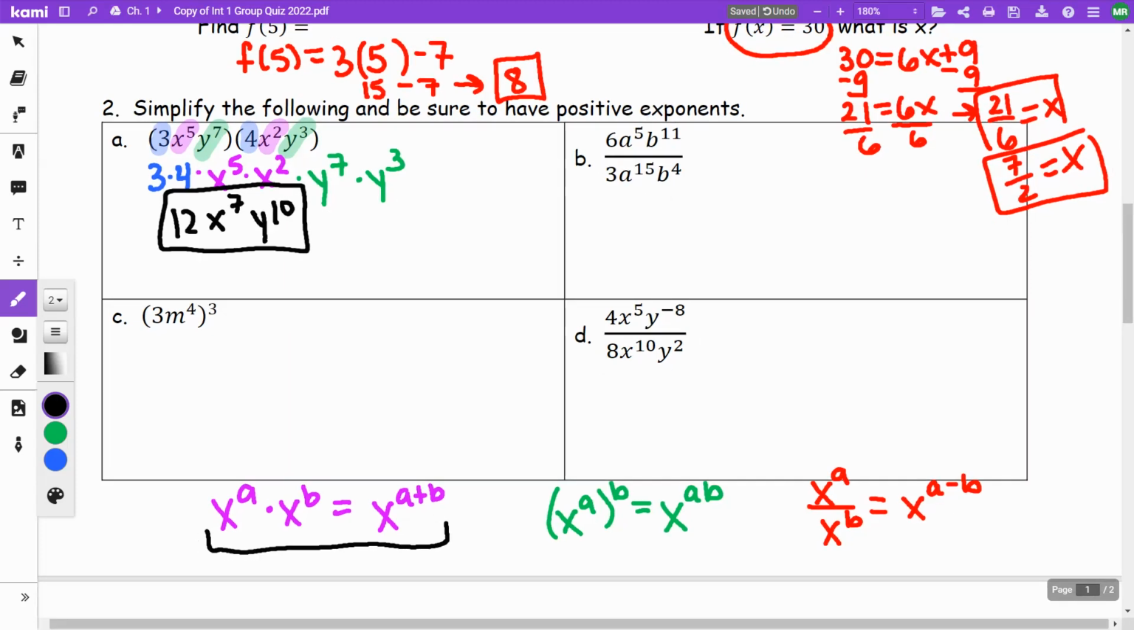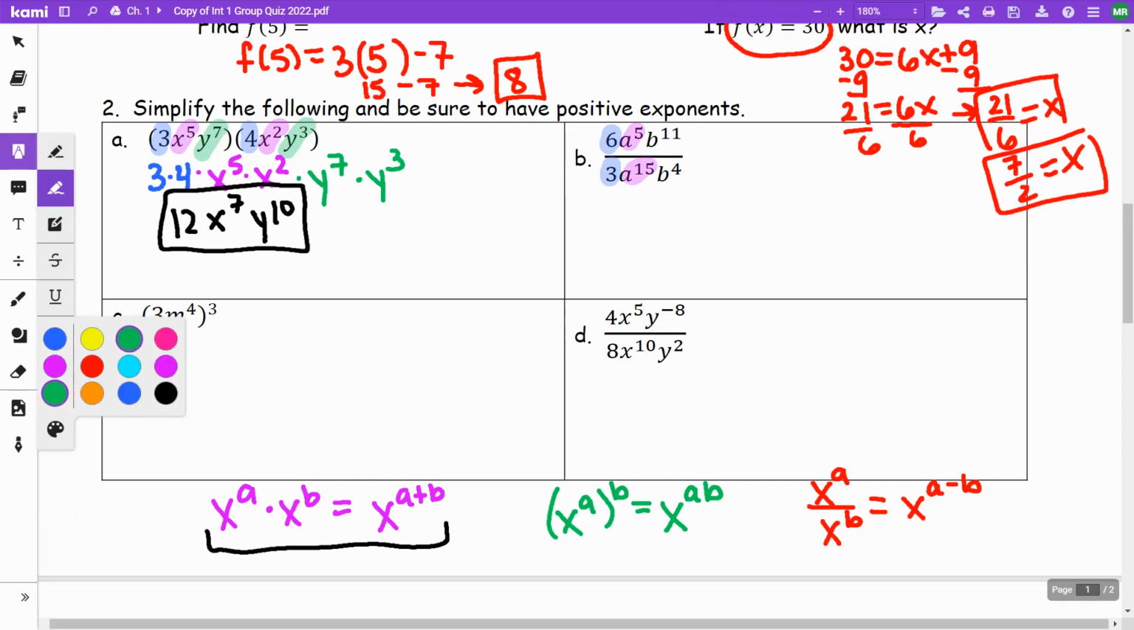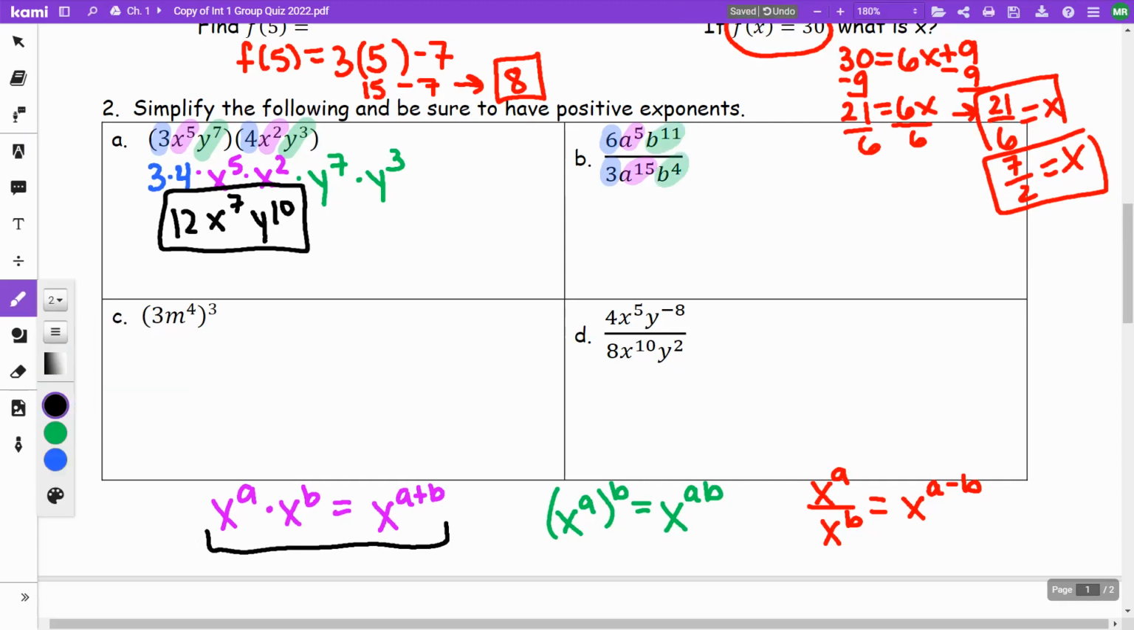On B, my 6 and 3 are normal numbers. That's just 6 divided by 3. My a to the 5th and my a to the 15th are going to be dealing with each other, and my b to the 11th and my b to the 4th. So let me just write a fraction bar. When I'm looking at 6 over 3, that's just 6 divided by 3, which is 2. So I'm going to have a 2.